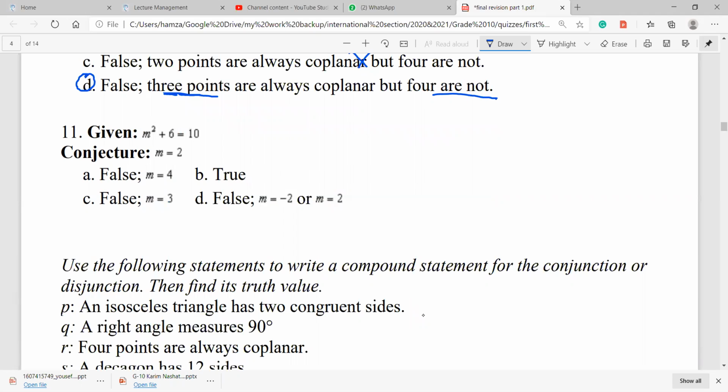The next one, given that m squared plus 6 equals 10, that means the only value for m is 2. Is this the only value, or is there another value for m? If this is the only one, it's true. If not, that means it's false.